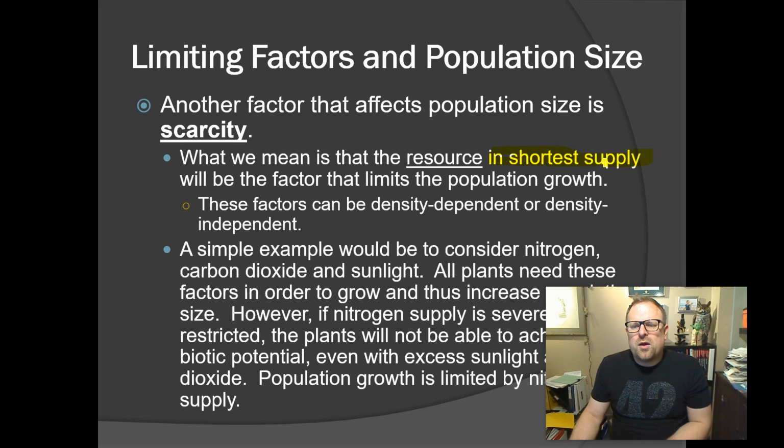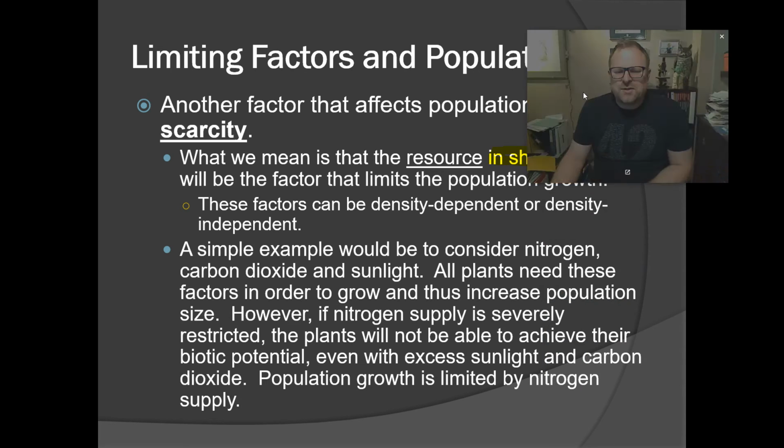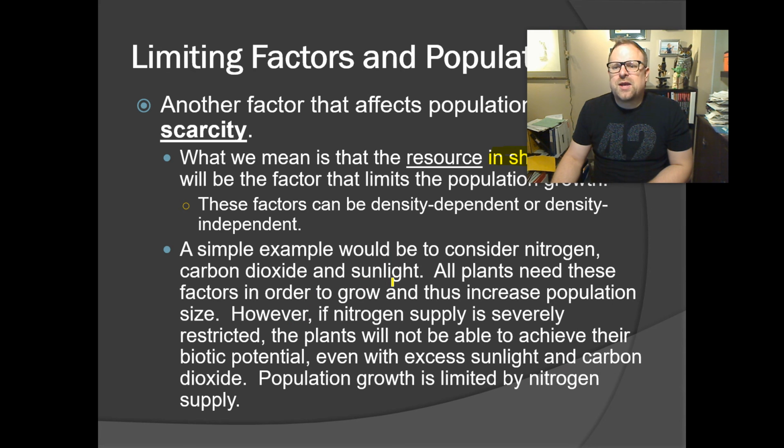Okay, so the best example I can give you is to consider nitrogen and carbon dioxide and sunlight. All plants need these things in order to grow. Thus, to increase population size, they need ample amounts of these. However, if the nitrogen supply is severely restricted, and there's ample sunlight and carbon dioxide, then the thing that is most scarce in the ecosystem is the nitrogen. That is what is going to limit the population growth, the nitrogen supply.